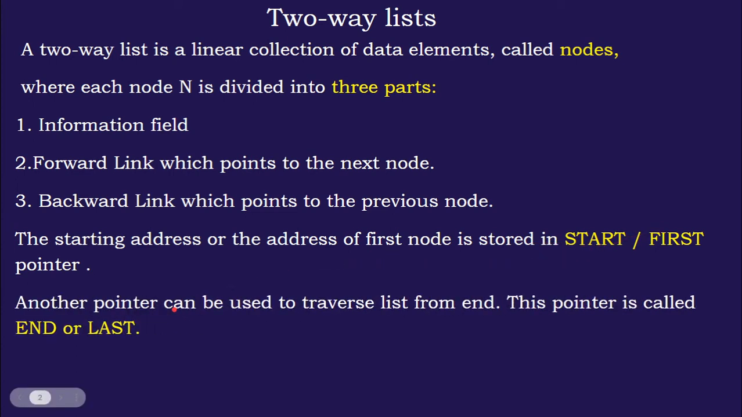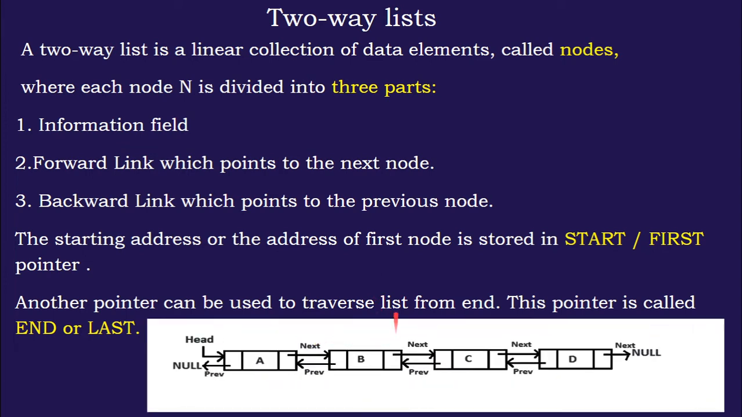Likewise, last or end is the pointer which is at the end of the list. So this is the diagram to show how the two-way linked list works. Here we can see the direction is bidirectional. The directions are in both ways, so you can follow the link either in the forward or the backward direction. This is the information field, this is the backward link, and this is the forward link. We can also say it is a node: data, the next and the previous.